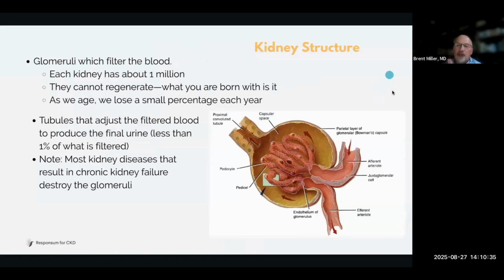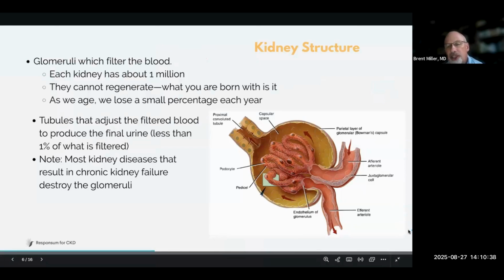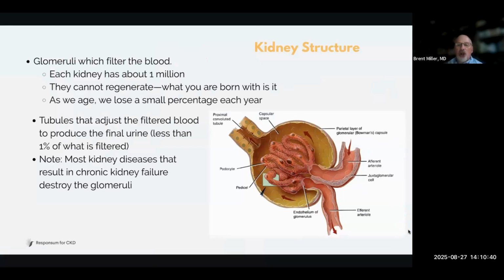So this is where, when we talk about chronic kidney disease and the progression to kidney failure, this is the part of the kidney where the damage occurs and is the cause of the problem. This is a glomerulus. We are born with approximately 1 million of these in each kidney. However, there is a wide variation of what people are born with. Normal at birth is between 500,000 to 2 million per kidney.